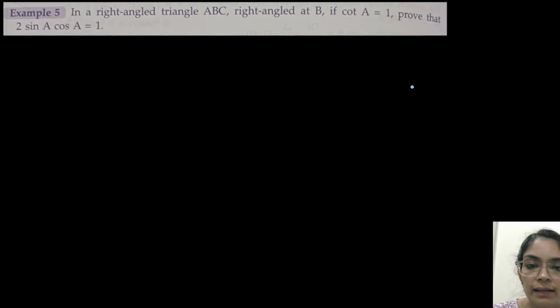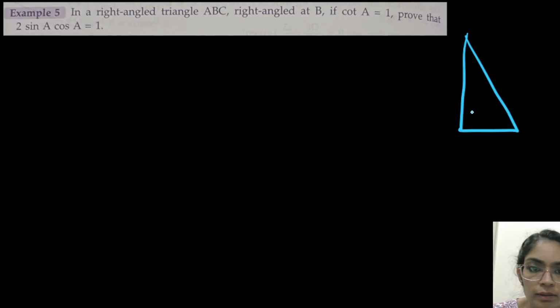So, next question number 5th we are doing now. In a right angle triangle, first of all, let's draw the figure because they have mentioned it. So, it's better to draw the figure. The right angle triangle is right angled at B. So, ABC is the name of the triangle. Like this is the triangle.